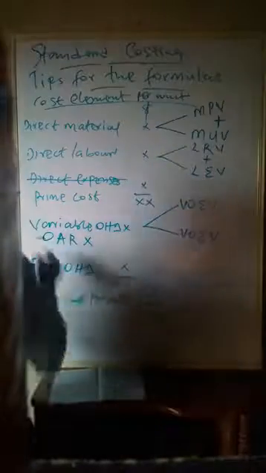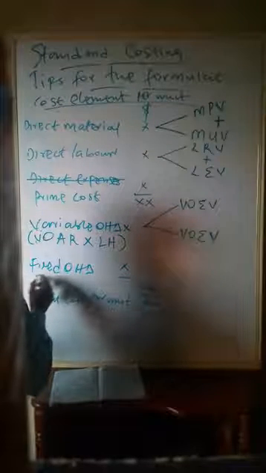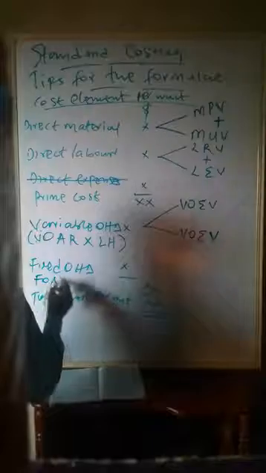Say use the overhead absorption rate, for example. Overhead absorption rate multiplied by the labor hour. Let's just say labor hour. This one also, the same thing: overhead absorption rate multiplied by the labor hour. This is a variable overhead absorption rate. Then this is going to be fixed overhead absorption rate multiplied by labor hour, which will now give us per unit. And how do we get variable overhead absorption rate?